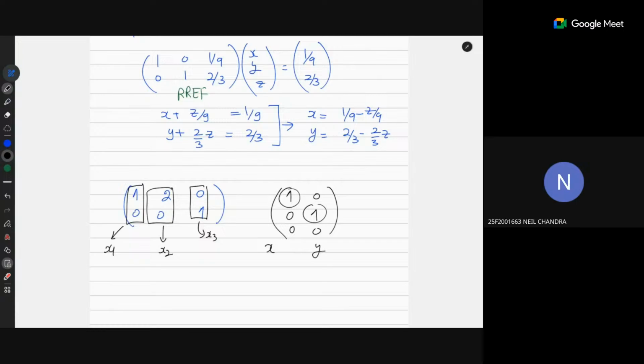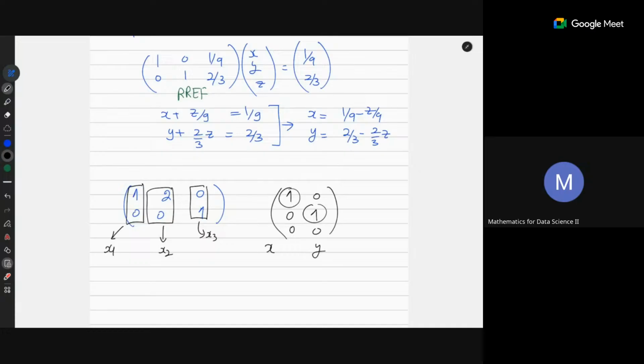We have to see by the column number. Like the first column has a dependent variable, so x1 is a dependent variable. The second column also has a dependent variable, so x2 is a dependent variable. The third column we don't have any non-zero leading entry, so x3 will be independent. Whichever column has the leading entry, the variable corresponding to that column will be the dependent variable. All the other variables are called independent variables. If a variable is not dependent, then it is independent.